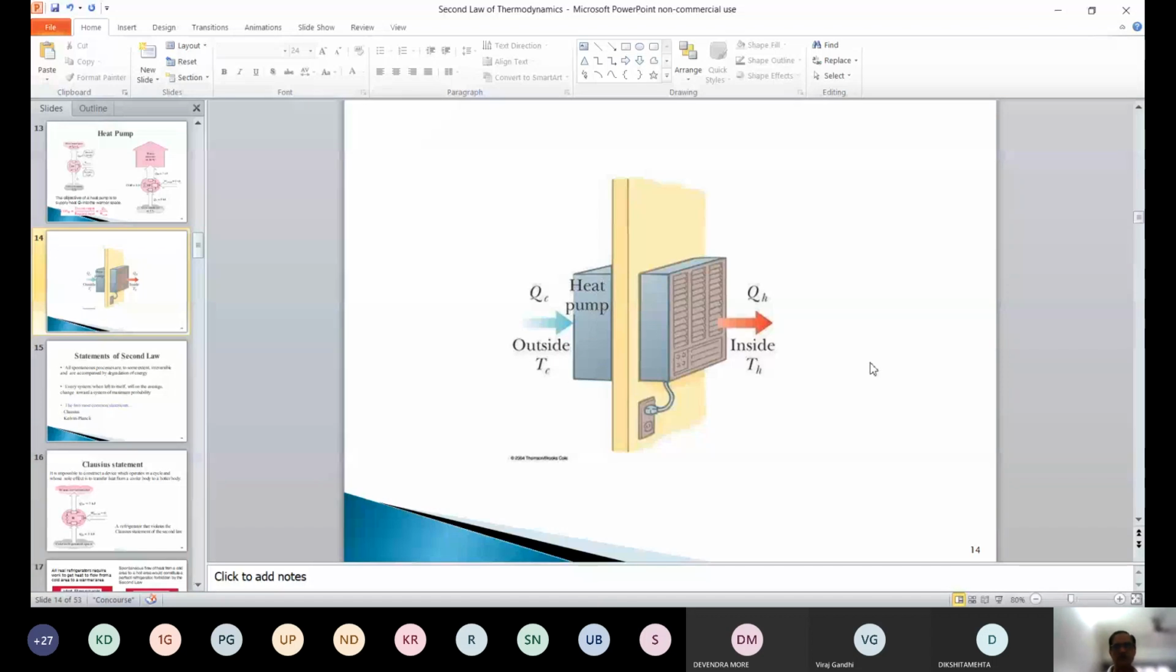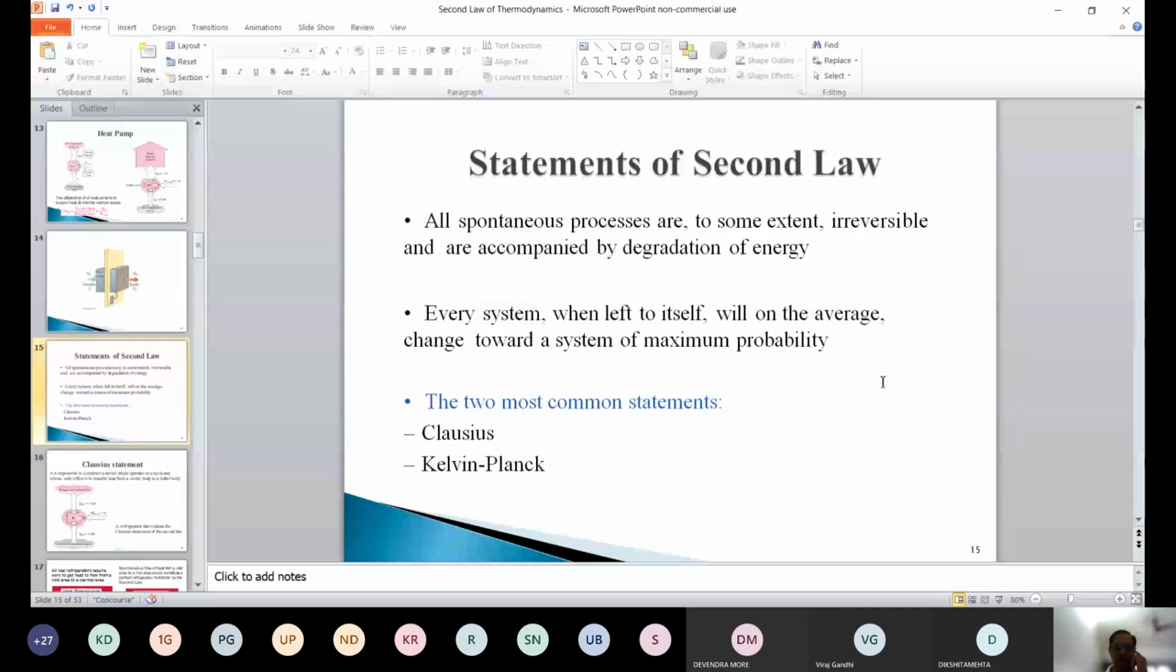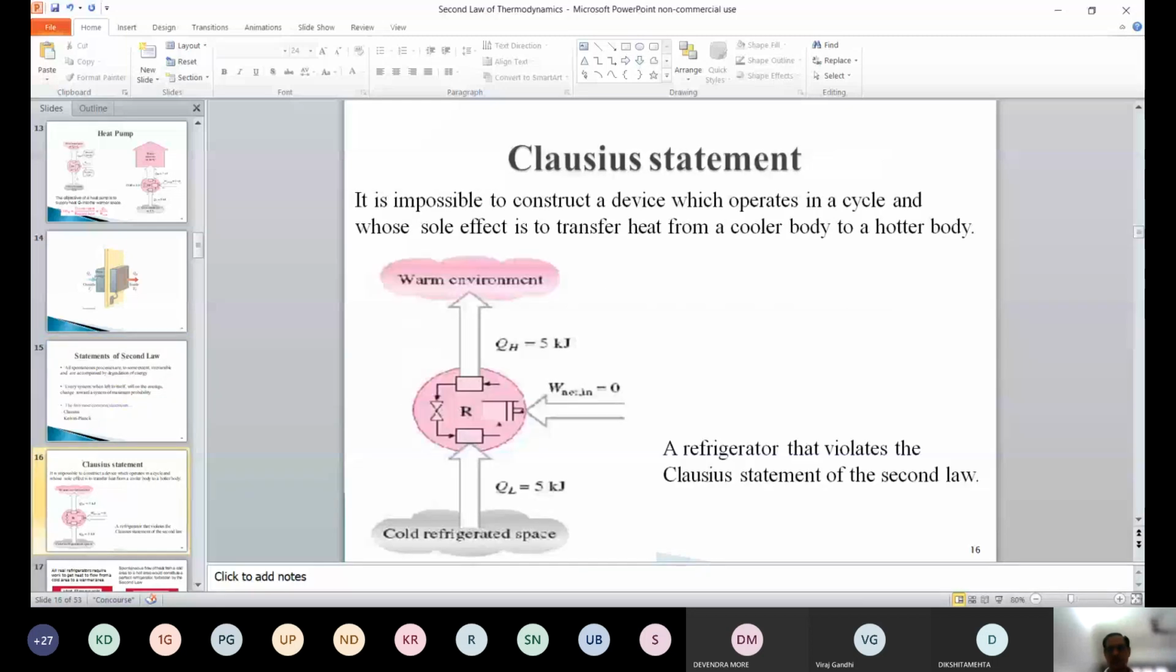So there are two statements of the second law, right? Clausius statement and Kelvin-Planck statement. So who can tell me what is the Clausius statement and what is the Kelvin-Planck statement?